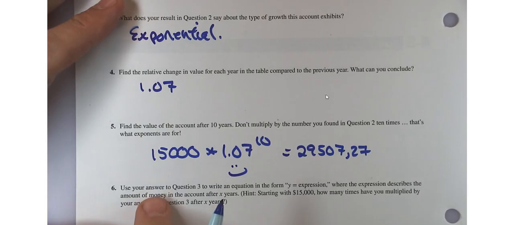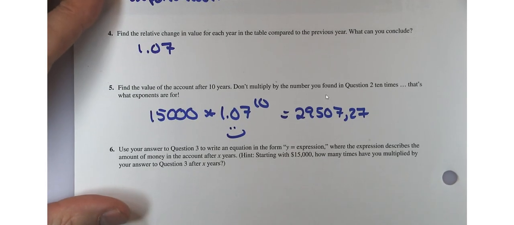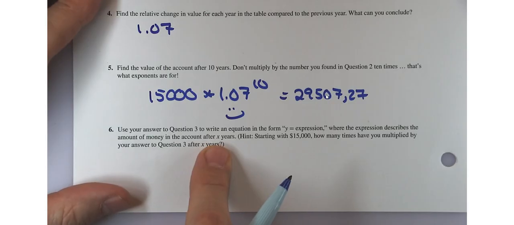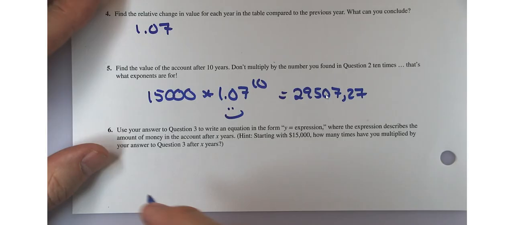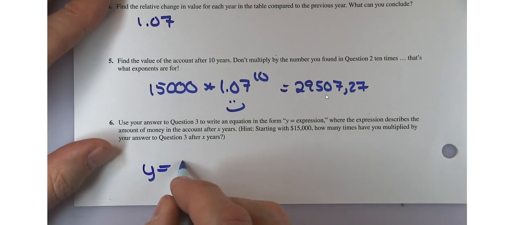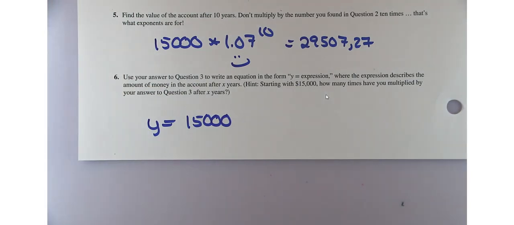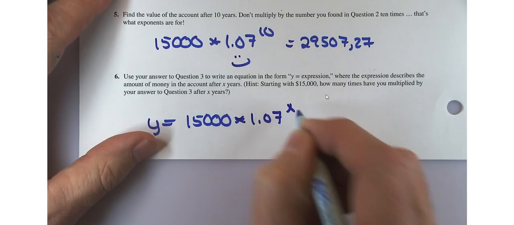Let's see. Use your answer in question 3 to write an expression in the form y equals expression, where the expression describes the amount of money after X years. We're starting with 15,000. So what's our expression going to be so that I can figure out the amount of money after X years? Times 1.07. Yeah, thank you, ladies.